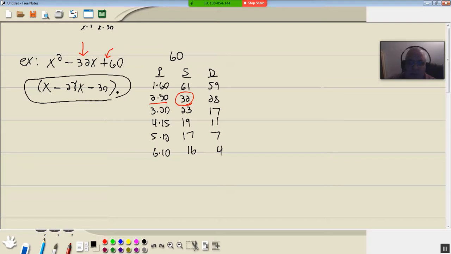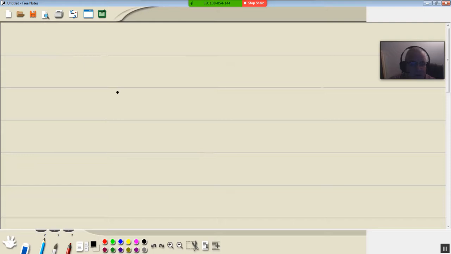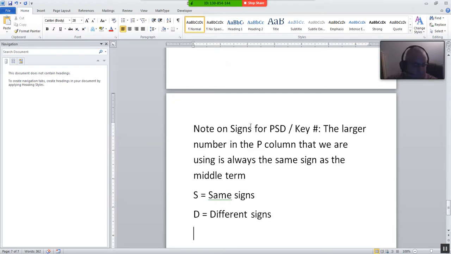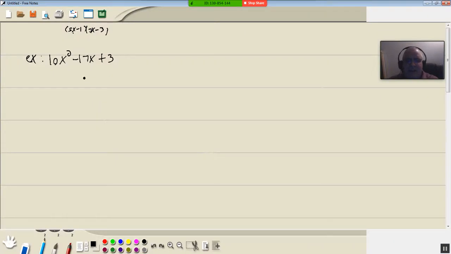Now that's a PSD. So let's take a look at a key number. Let's see, 5x minus 1, 2x minus 3. So we've got 10x squared minus 17x plus 3. Double check that. Okay, 15x minus 2x, plus 3. Start going down my list. GCF? No. Grouping, four or more terms? No. PSD is close, except there's a number in front of the x squared.